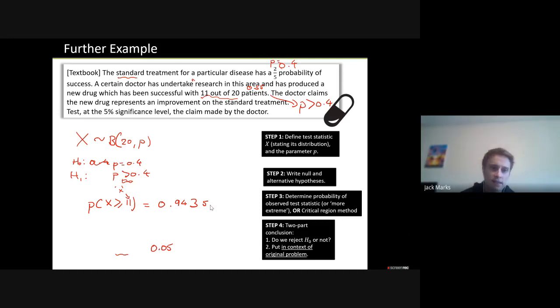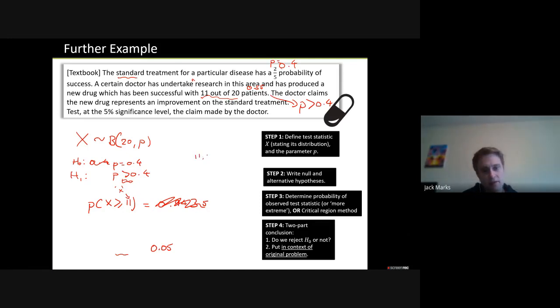So the probability that it's 11. Sorry. The probability that it's 11 or more, we've just used our calculator mode, which counts the other way around, doesn't it? It counts up to 11. So let's actually just write this out formally. How would we find this?